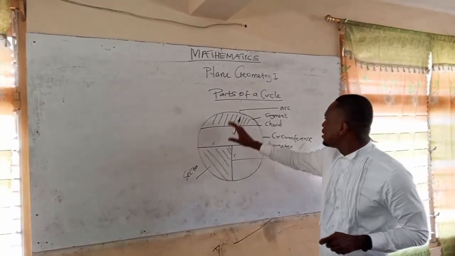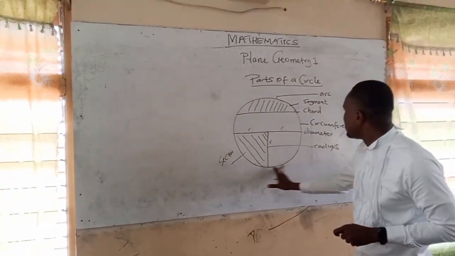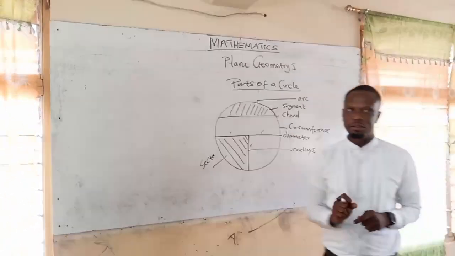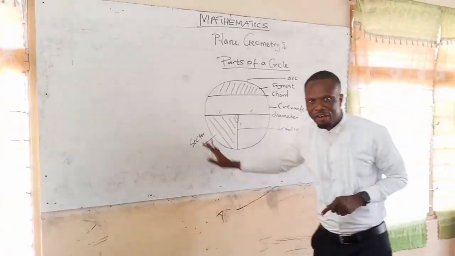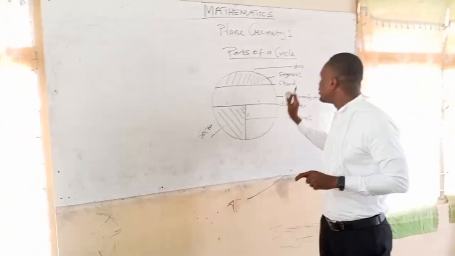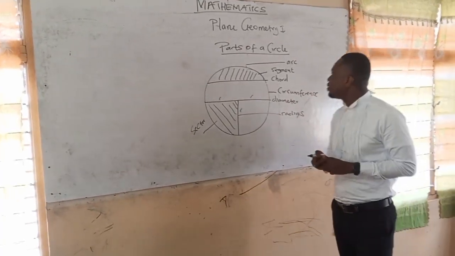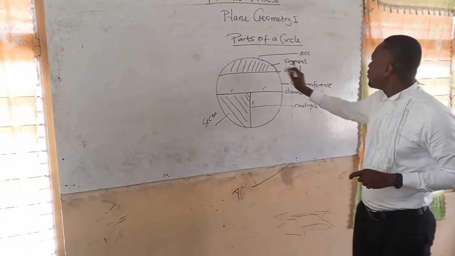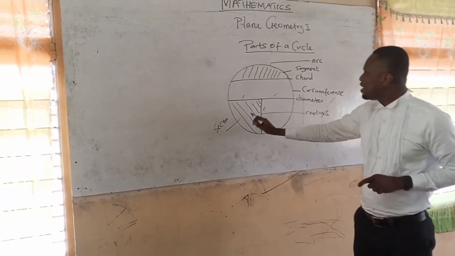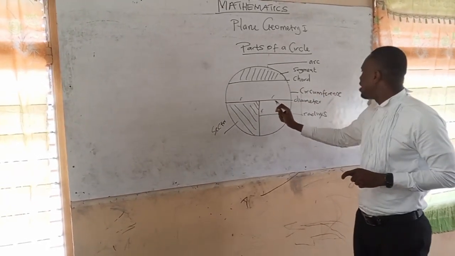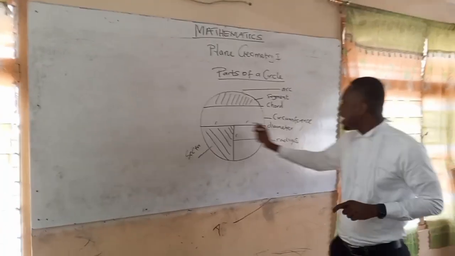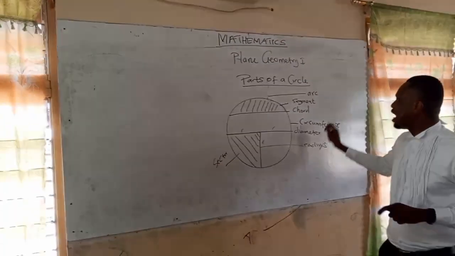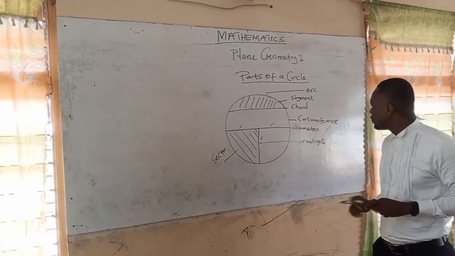Now, these are the parts that make up the circle. Talking of the distance around this circle, which is the circumference, then we have the segment, we have the sector, we have the diameter. As I said, twice the radius will produce the diameter, also known as a special chord, and we have the chord itself.